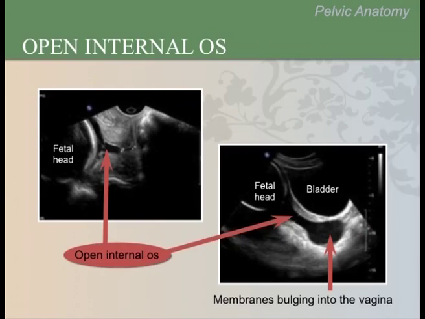When the cervix opens even further, like the image on the right, you may be able to see the membranes bulging into the vagina when doing a clinical exam. This is what it would look like on ultrasound.